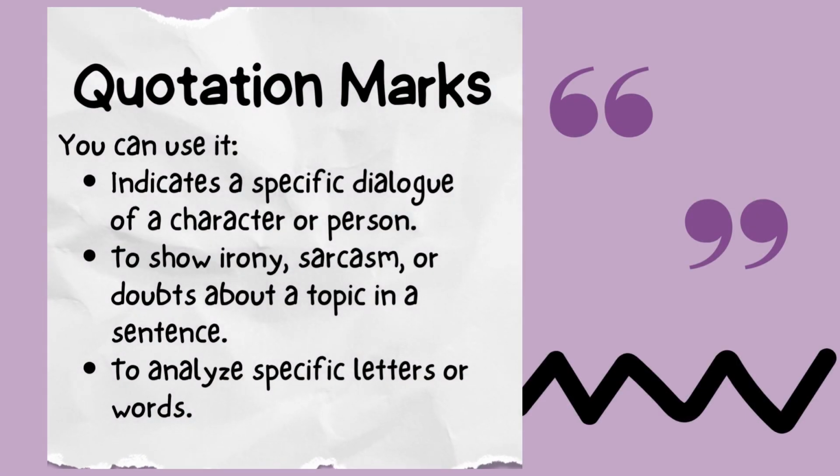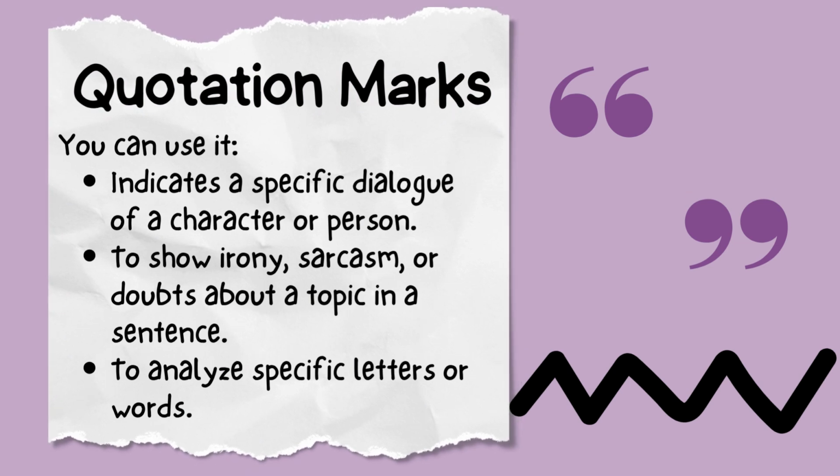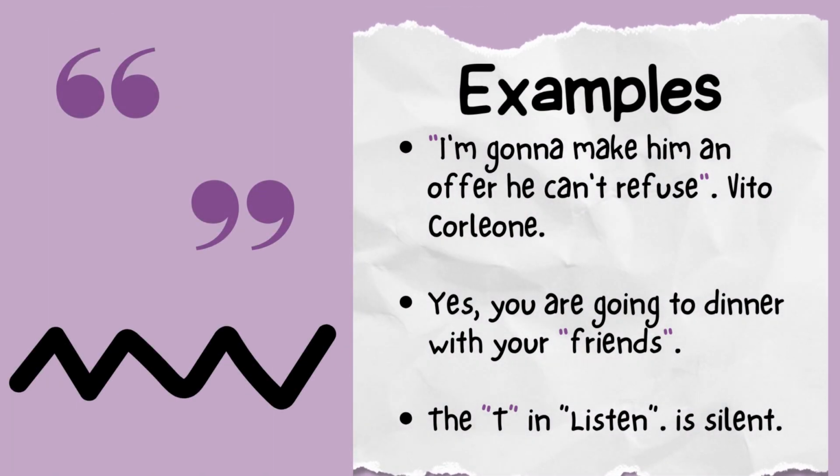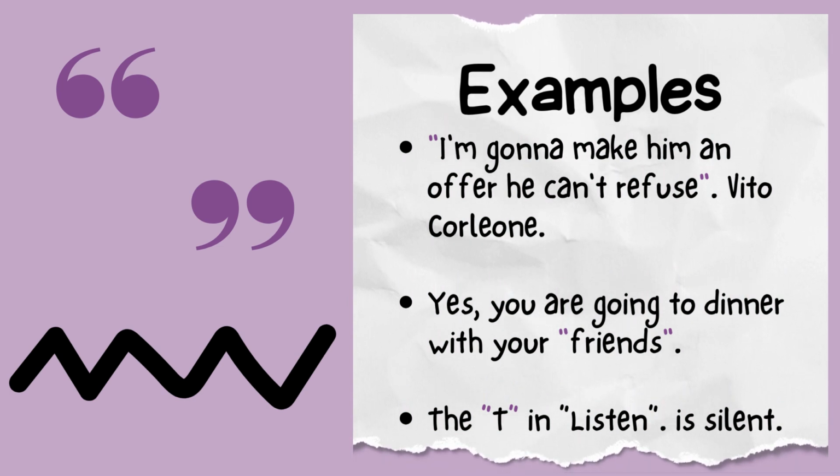Quotation marks. You can use them to indicate a specific dialogue of a character or a person, to show irony, sarcasm, or doubts about a topic in a sentence, or to analyze specific letters of words. For example, "I'm gonna make him an offer he can't refuse," from Vito Corleone in The Godfather. Or, "yes, you are going to dinner with your friends," and the "T" in "listen" is silent.